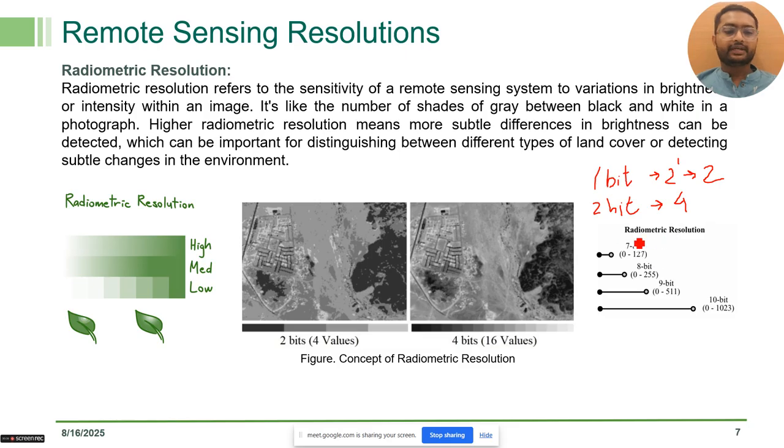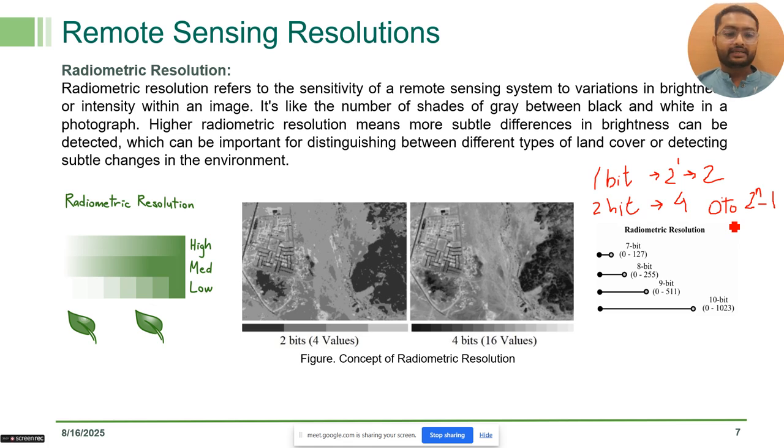Similarly, if you have 7 bits of data, then you can represent it. So basically, whatever the number of bits you have, you can represent your data from 0 to 2 to the power n minus 1. So that is the range which you can represent using the radiometric resolution.